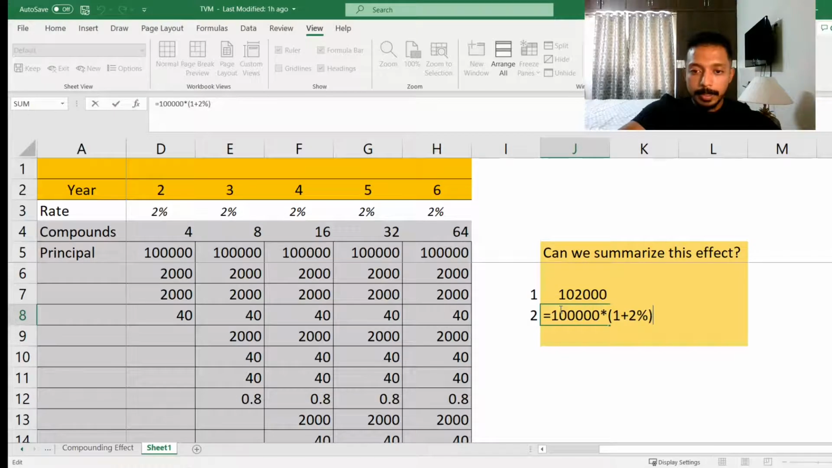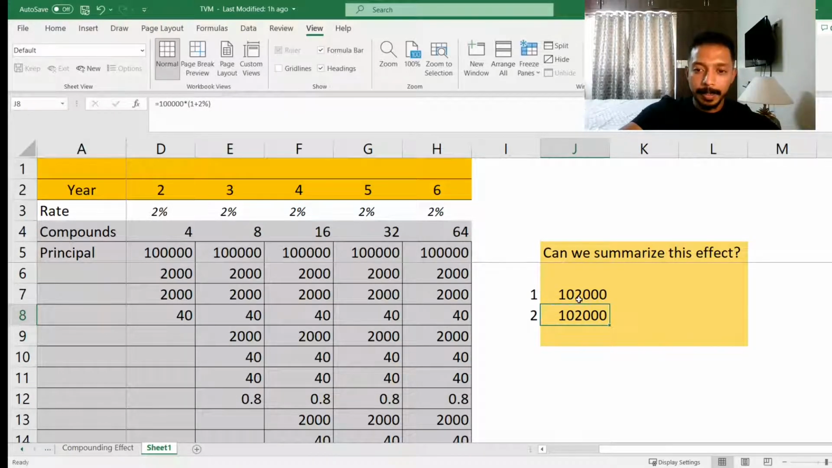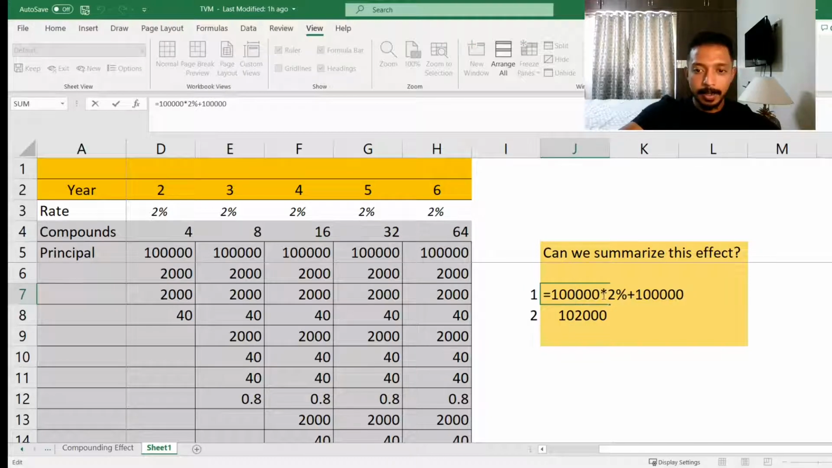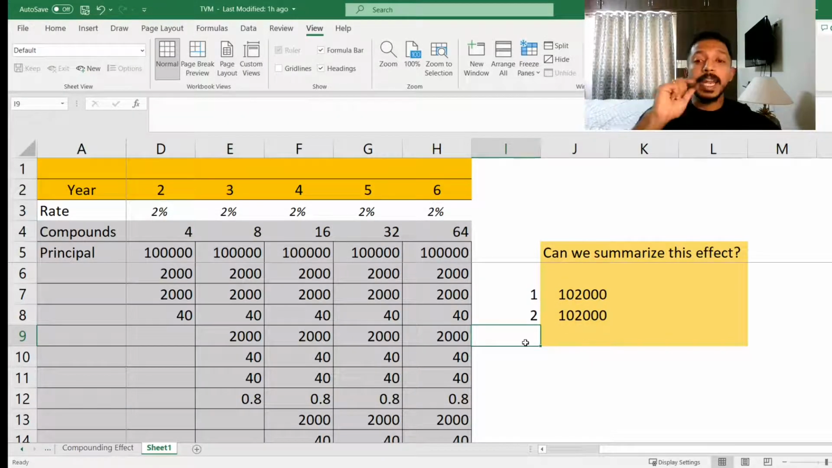So same thing, I just took 1 lakh as common and I put in 1 plus 2%, right? Just simplifying it, right? Just taking this as common into, if you open the bracket, it is 1 plus 2%. In the third step, what I could also do is I could try to name these values, right? So let's try to name.